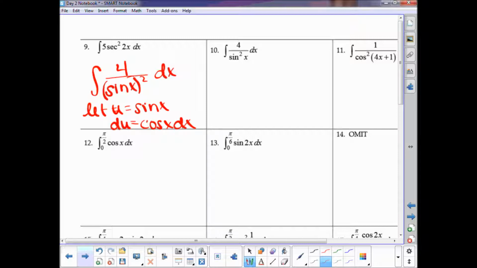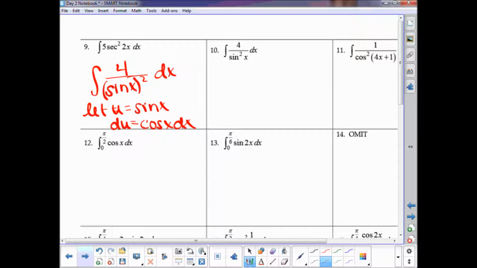No, so u substitution's not going to help us out here. Although I have a function inside a function, I don't have that derivative represented within my integral. So u substitution is not going to help us out. Any thoughts as to what we can do? We don't have a product rule. We can't use u substitution.